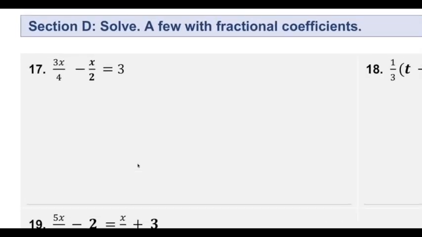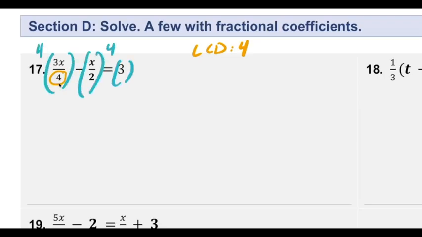So remember, the way we do fractions, we're going to multiply by the LCD. So the LCD on this one is going to be a 4. 2 and 4 both go into 4. So I'm just going to multiply everything by 4. So this gets multiplied by 4. This gets multiplied by 4. And this gets multiplied by 4.